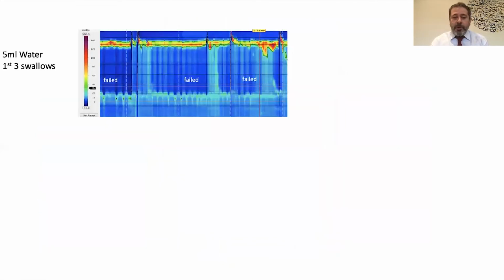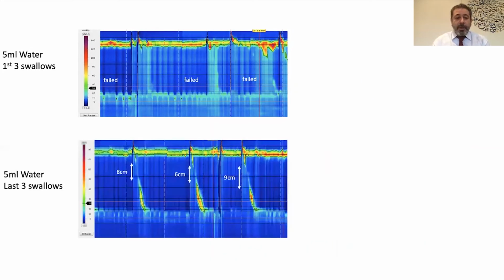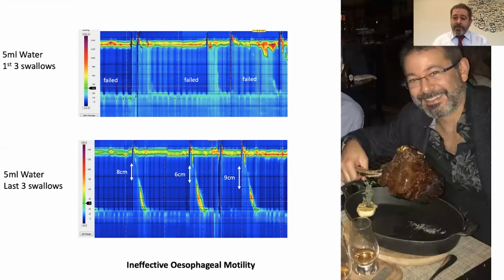Here's an example of 5 ml water swallows. In this context, the first 3 swallows failed. And then there is a wide gap in peristalsis during the last 3 swallows of this swallow sequence. So in fact, this is in keeping with ineffective esophageal motility. However, this is my esophagus, and I have no trouble chowing down on a 32-ounce tomahawk steak without any symptoms.